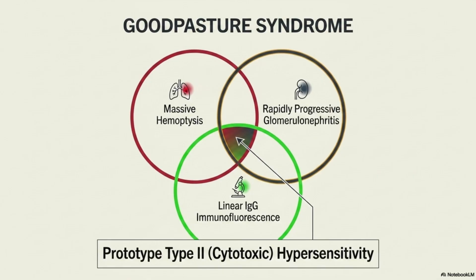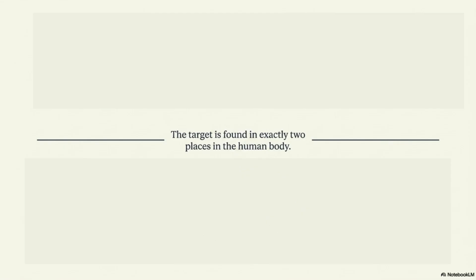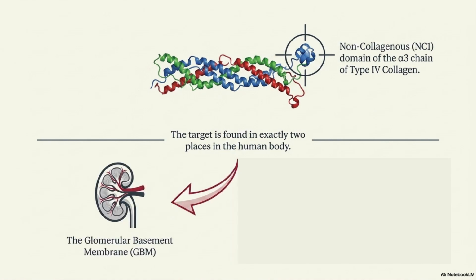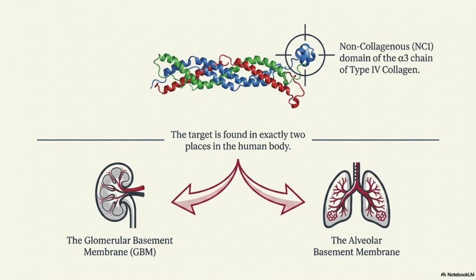But what is the actual target of this hypersensitivity? The target is found in exactly 2 places in the human body. It is specifically the non-collagenous or NC1 domain of the alpha-3 chain of type 4 collagen. You will find this specific molecular target exclusively in the glomerular basement membrane or GBM and the alveolar basement membrane.